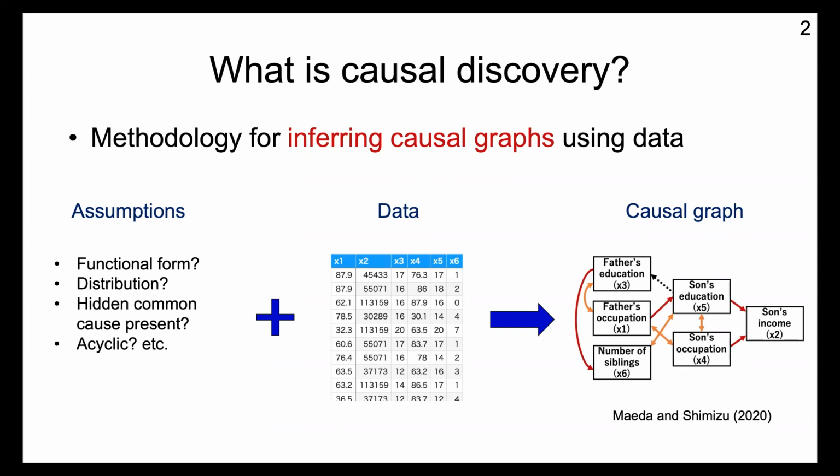So also we need to decide if we allow hidden common causes or not. Further, we need to decide to assume if the causal structure is acyclic or cyclic. Then we combine these assumptions with the data to infer the underlying causal graph.